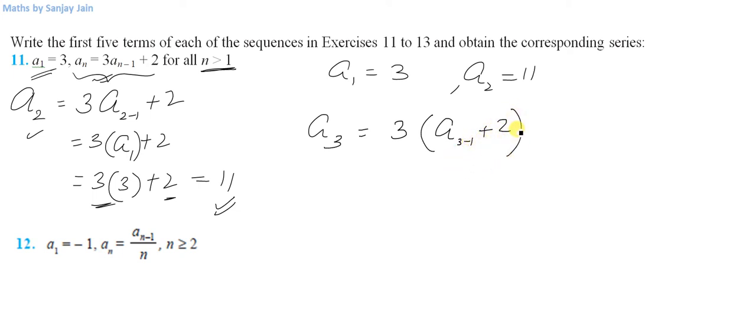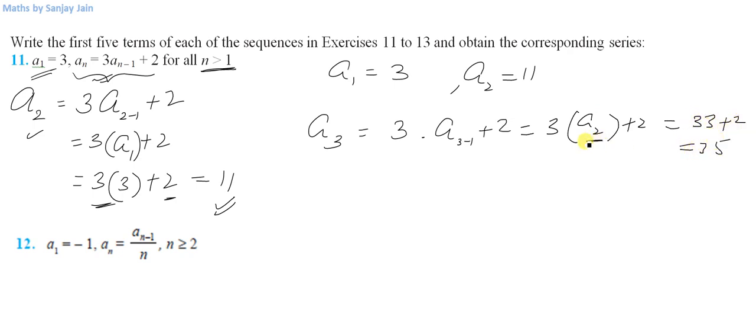And this plus 2 is separate, right? What I mean is this bracket shouldn't be here. This is 3 into this and then plus 2. So it is equal to 3 into A2 plus 2, that is A2 is 11. So 3 into 11, 33 plus 2. So it will be equal to 35.